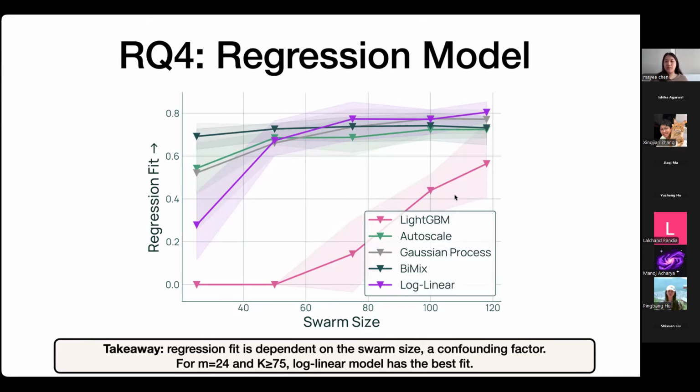proxy runs. But to figure out which one we actually want to use, we notice that the log linear model in purple outperforms the other models consistently when you have at least 75 runs. So basically, once you have at least 3 times the number of domains, this purple line kind of dominates.